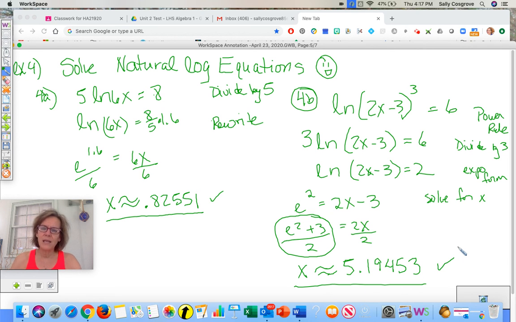And if you take that value and substitute it back into the original equation for x, you will find that, in fact, it does approximately equal 6. So thanks for hanging with me through this.